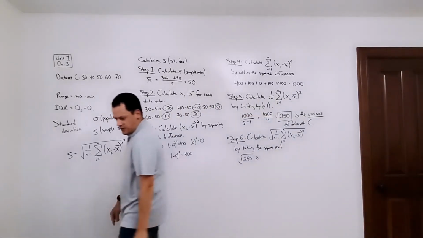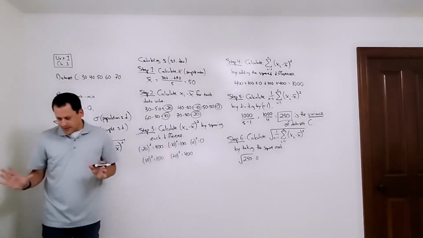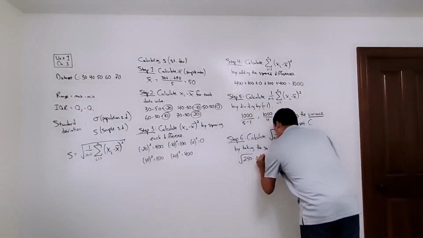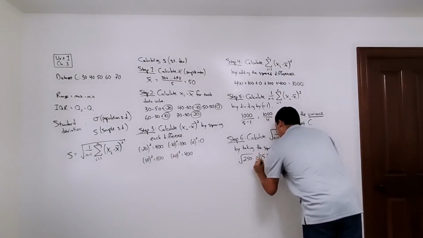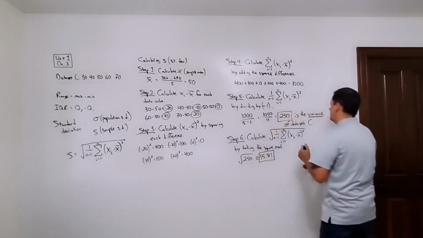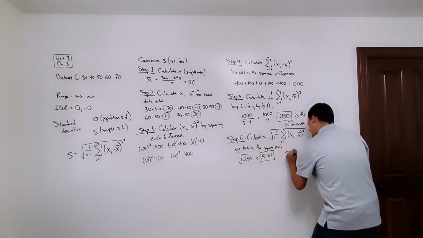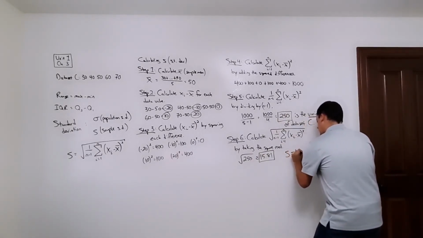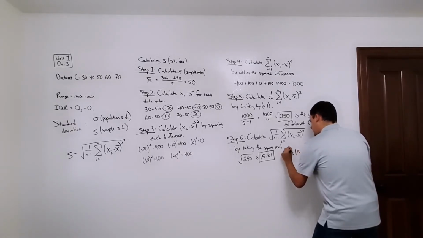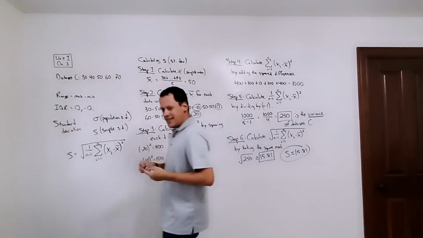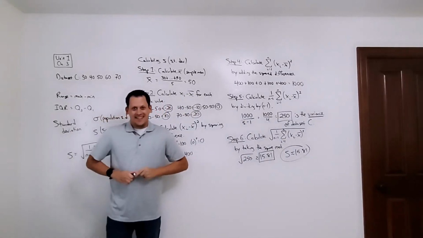I've forgotten what the square root of 250 is. I don't know that one off the top of my head. 15.81. So 15.81, so S is approximately 15.81. And that is how I calculate a standard deviation by hand.